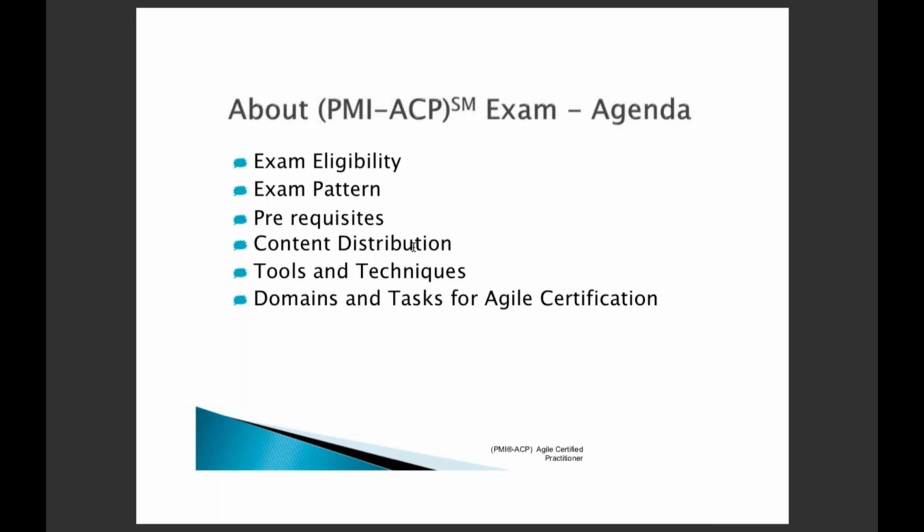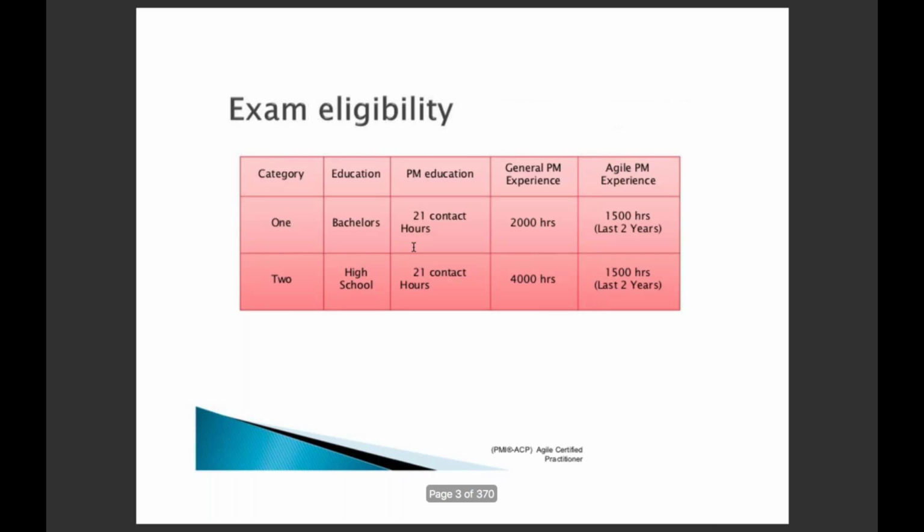And the first one, the exam eligibility. Under two categories, you can take the PMI ACP examination. Category 1, you being a bachelor's degree holder. And the other prerequisite one would need to fulfil is 21 contact hours. That is the training you are undergoing. And since ExcelR is a PMI REP, they will issue the contact hour certificate, which gives you the eligibility to take the examination. And you need to possess some experience as well if you have to appear for the examination. The general project management experience of 2000 hours and Agile project management experience of 1500 hours. You should be part of the Agile environment in one way or the other.